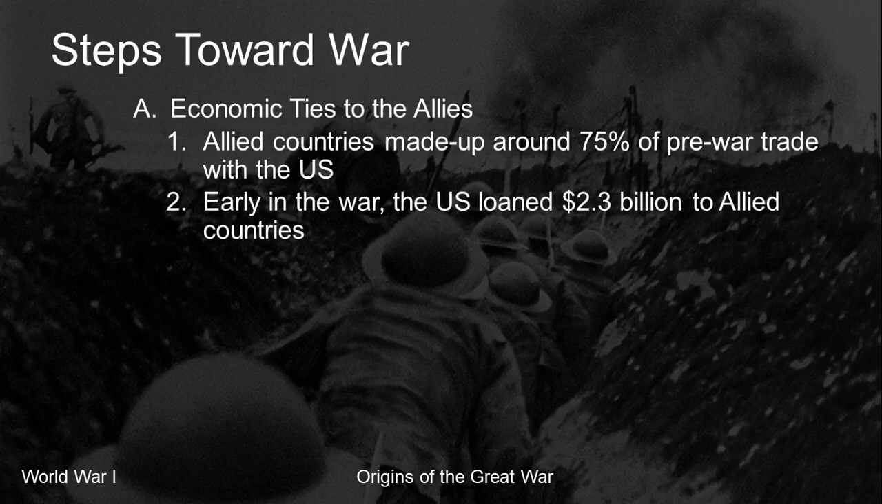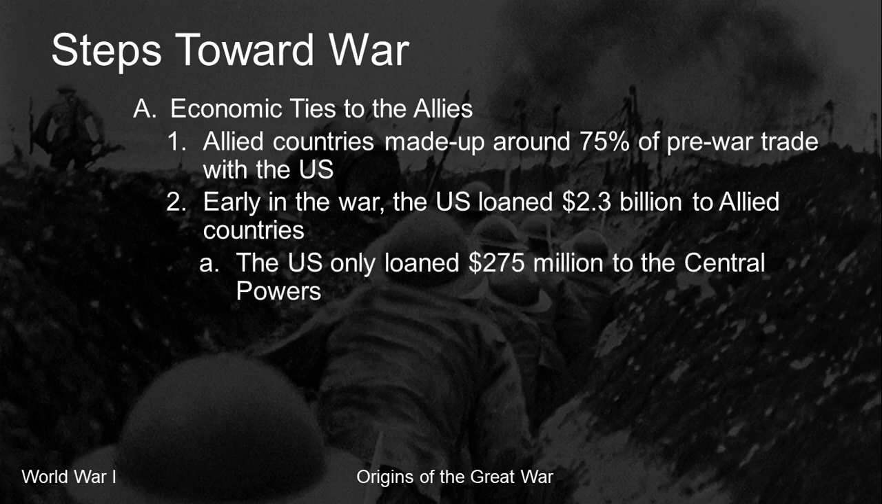Early in the war, within the first few years of the war, the United States banks had loaned money to the different governments. The Allied governments, again, mostly Britain and France, had borrowed $2.3 billion from United States banks. That's a huge sum of money, and that's in 1916 money. I can't even do the math in my head on what that is worth today.